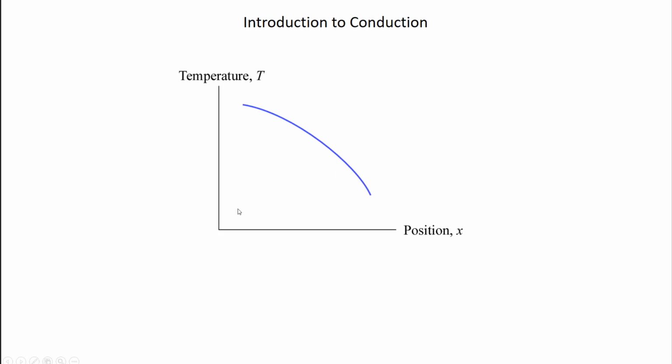That says that we're going to have a positive conduction heat transfer in the x direction. Makes perfect sense to me. I'm going to be transferring energy from hot to cold. That's a positive heat transfer rate, okay? So where does this come from?